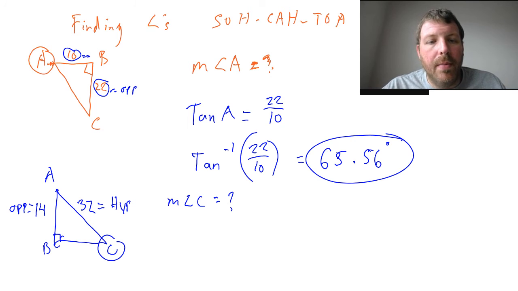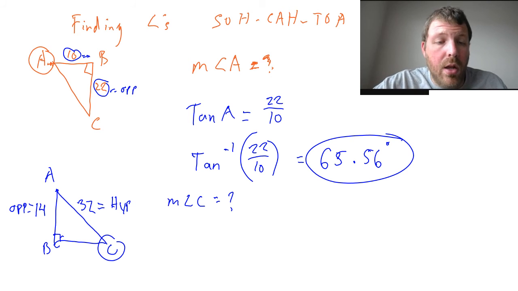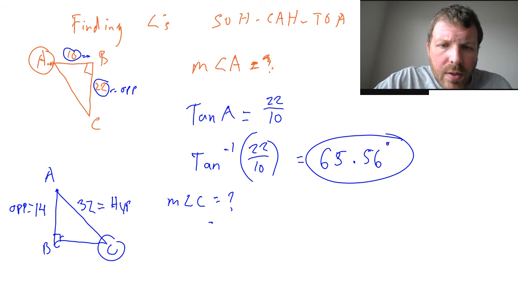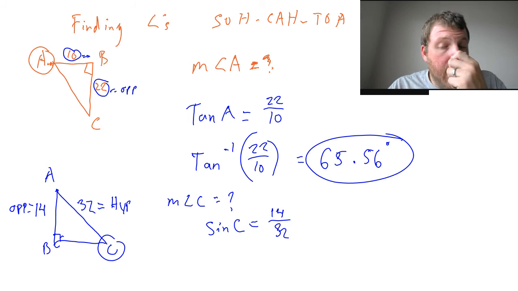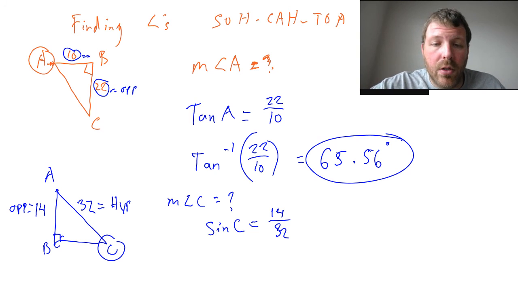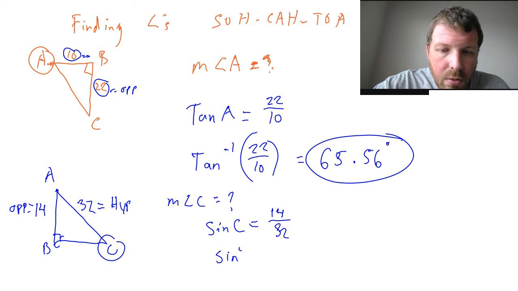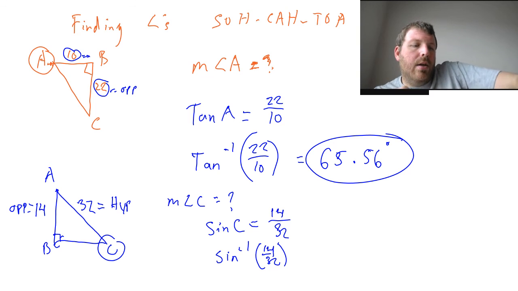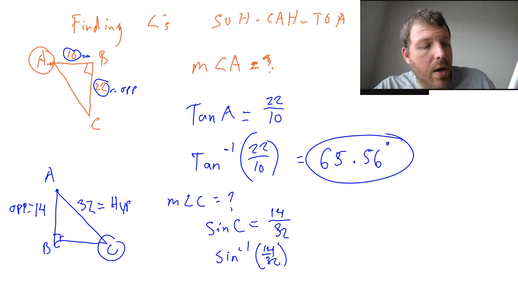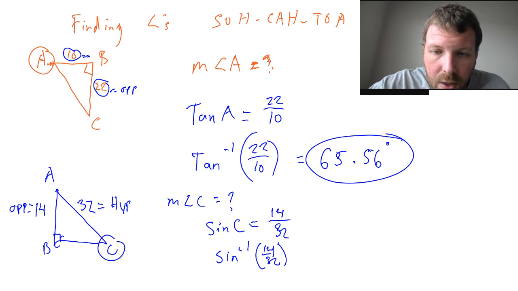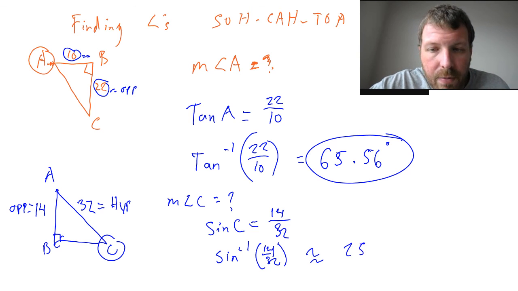Okay? So that means when I look up here, that's the sine function, right? Because that's the one that has O and H in it. So that's going to be sine of angle C equals the opposite, which is 14, over 32. Again, I'm looking for the angle, so I have to use the inverse function. So in the calculator, I immediately have to do the inverse of 14 over 32. I'm going to hit second sine, which gives me the inverse. And then I'm going to put in 14 over 32. And that gives me approximately 25.94 degrees.